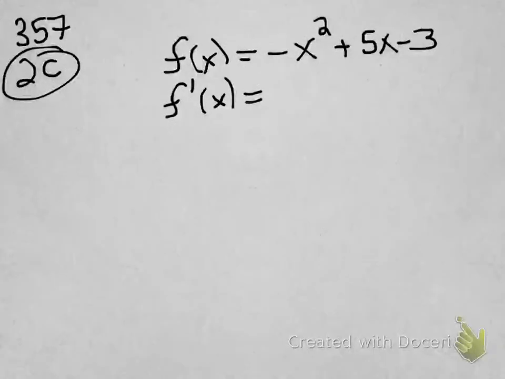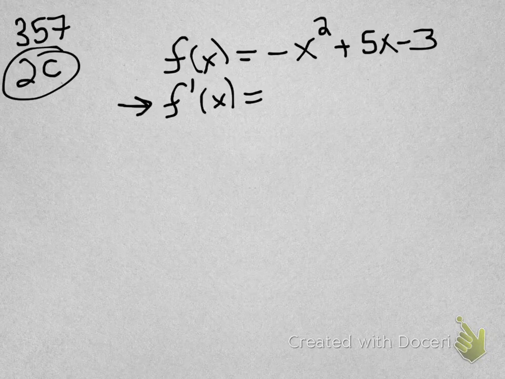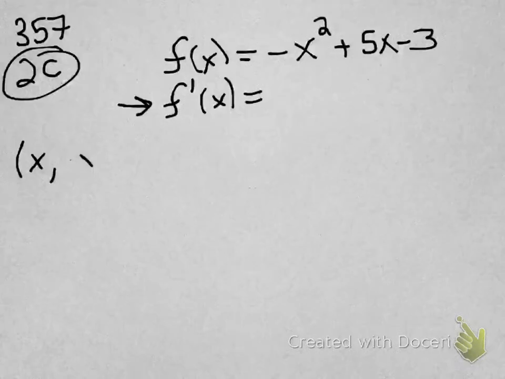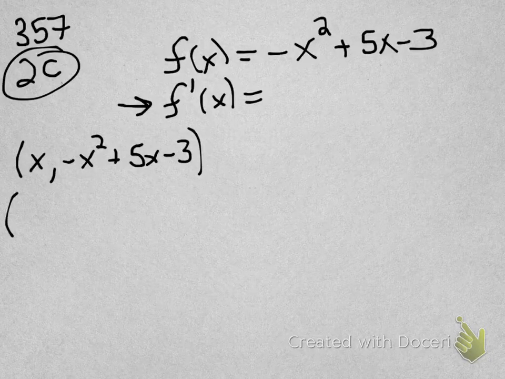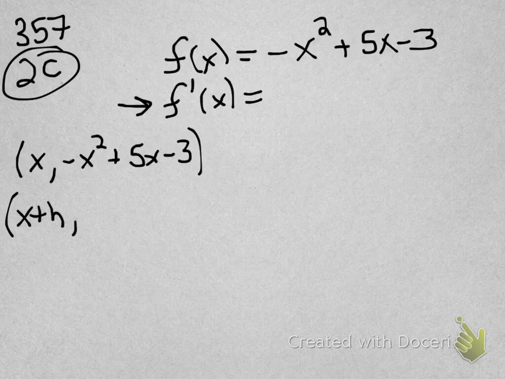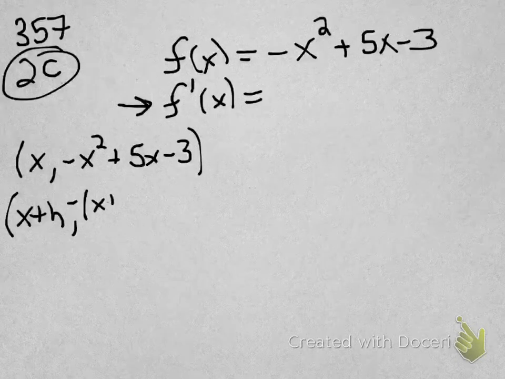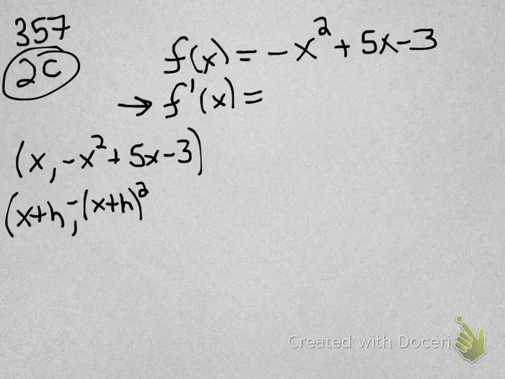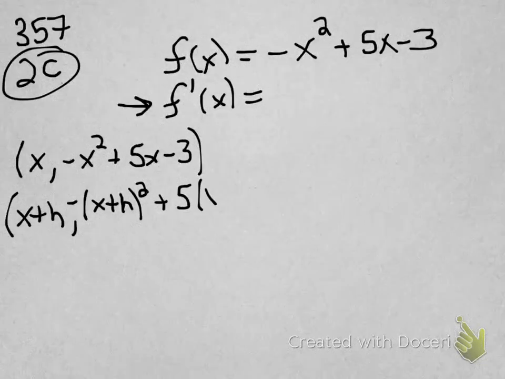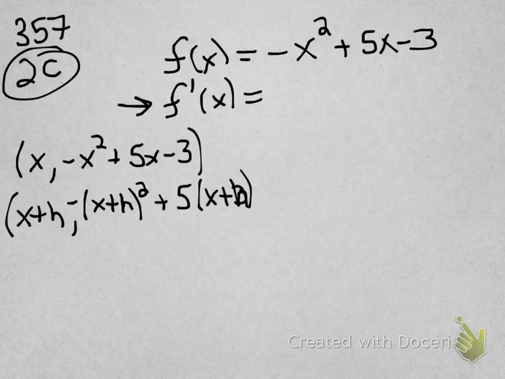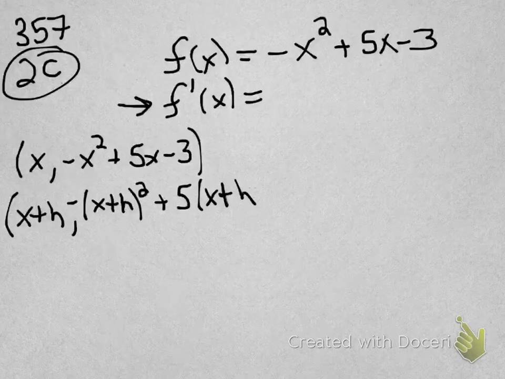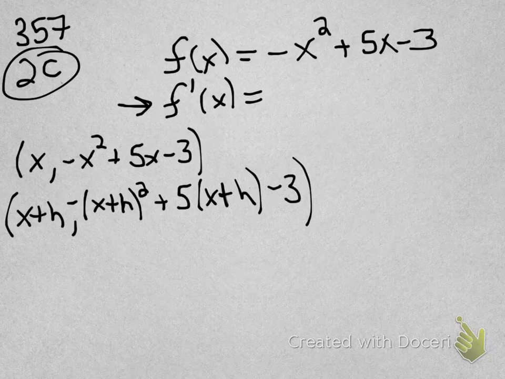What we need in order to do this is to remember that a derivative is the slope of the tangent line. So we need 2 points. The first point is going to be x, negative x squared plus 5x minus 3. And then our second point is going to be x plus h, and we're going to plug x plus h into that x value. Negative (x plus h) squared plus 5 times (x plus h), minus 3. So those are our 2 coordinates.